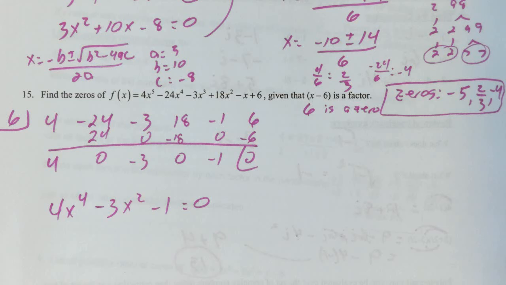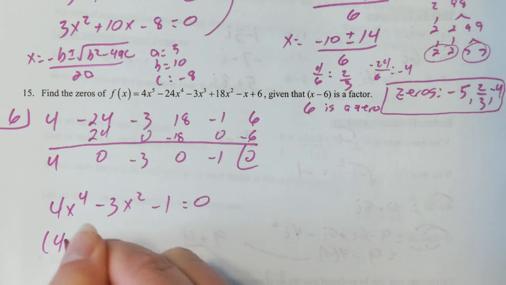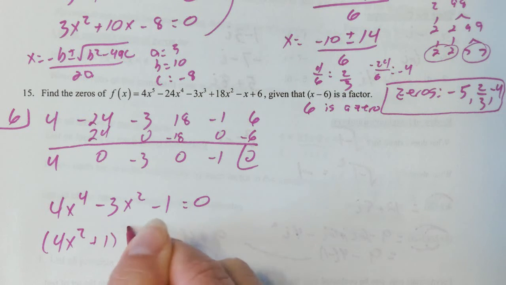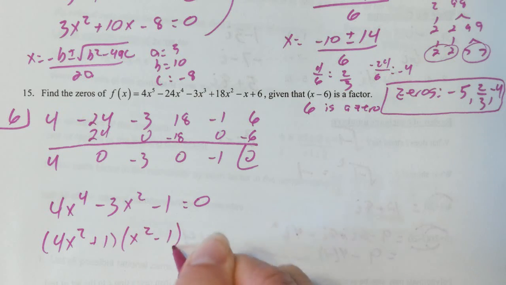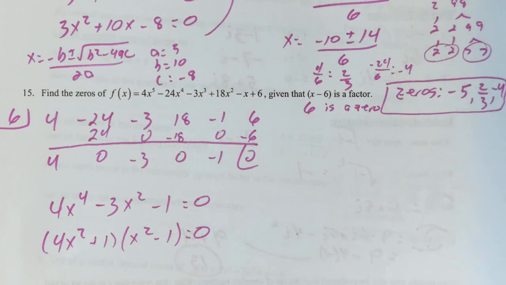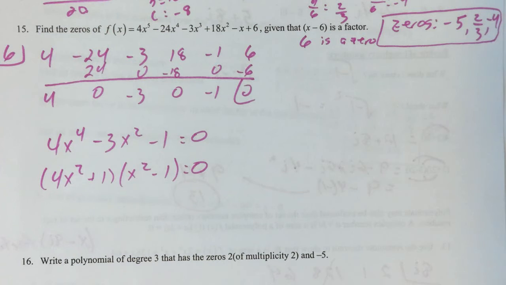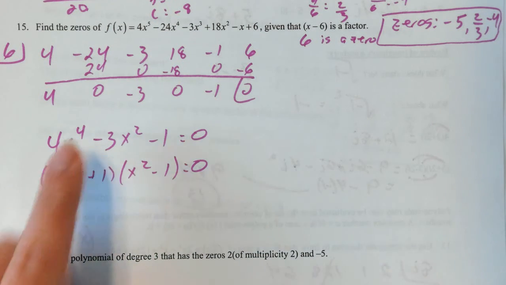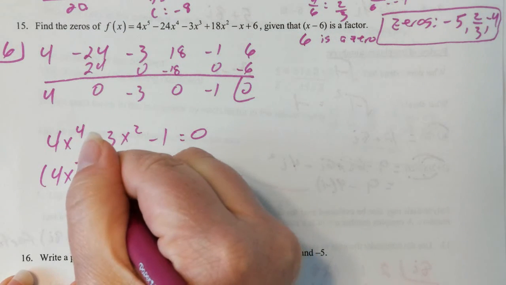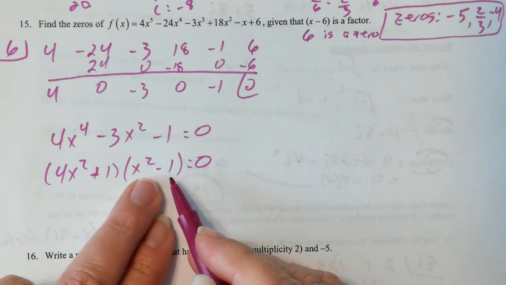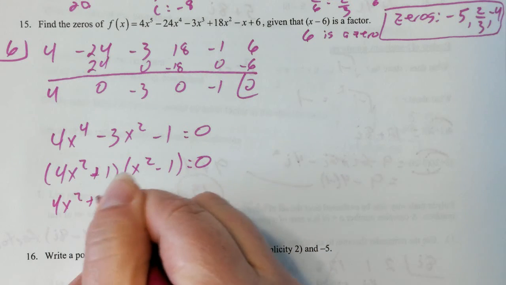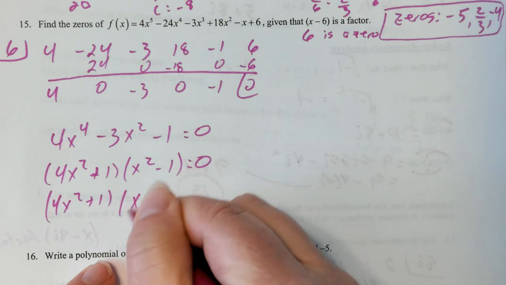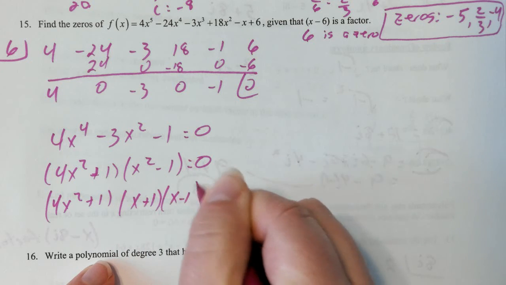Don't stress about it too much. I'm just going to let you know that it factors to 4x squared plus 1 times x squared minus 1. I don't expect you to necessarily know that that's what that factors to. I can't use the quadratic formula because this isn't a quadratic. It's raised to the 4th power. Okay? Once I get to this point, I could factor this part again. I know x squared minus 1 factors to x plus 1 and x minus 1.